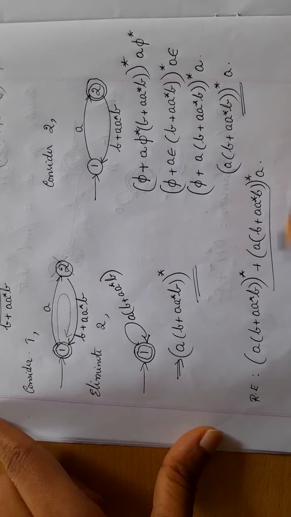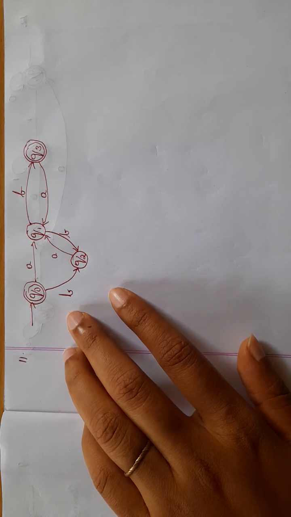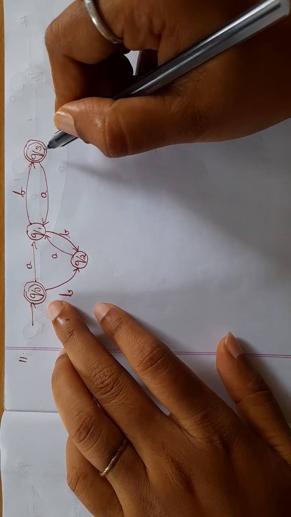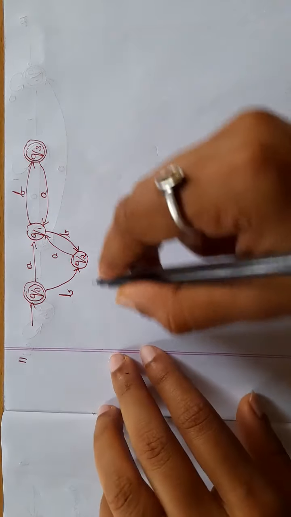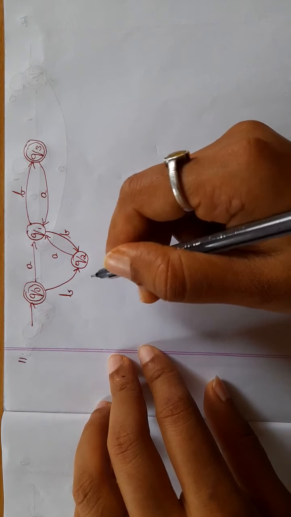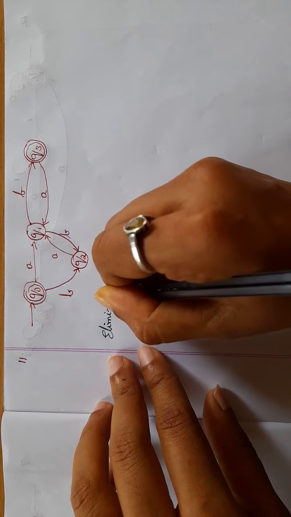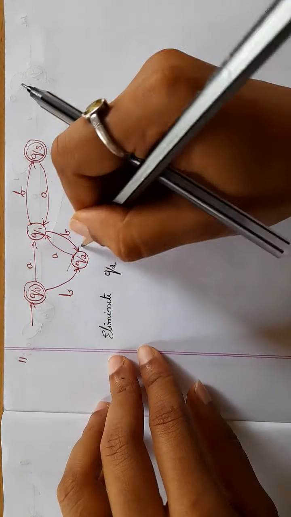Okay. So this is your regular expression. So next problem. Q0, Q3 is the final state. I have Q2, which is the intermediate state. I will eliminate this. So eliminate Q2. When I eliminate Q2, I don't have this.